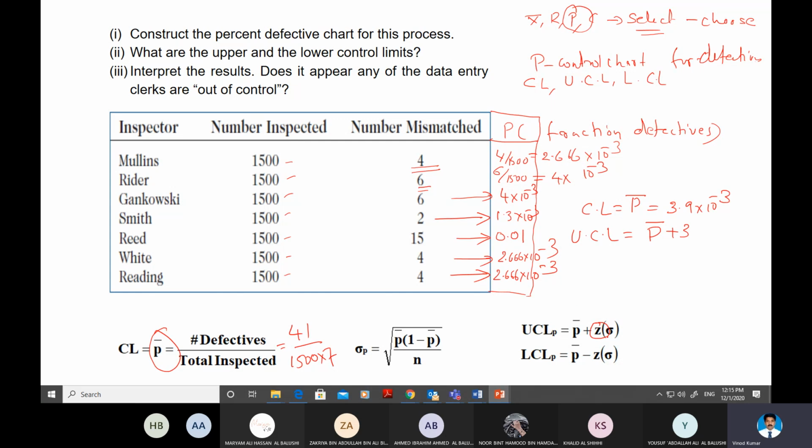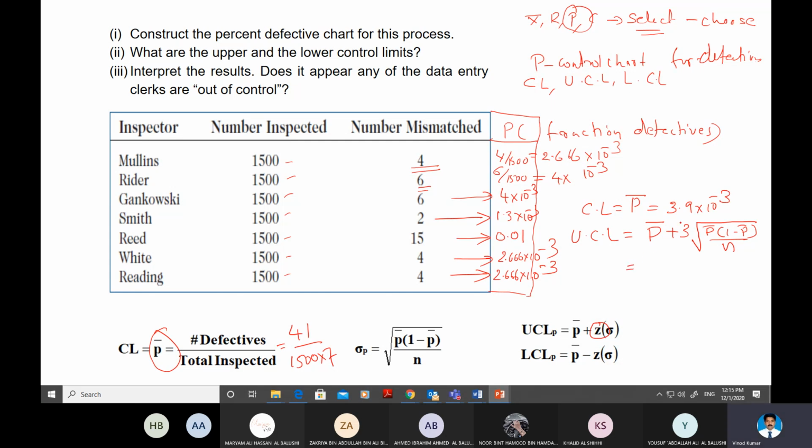Sigma must be given somewhere in the question. It is not given, so the equation for sigma is used. We will write it directly here instead of sigma. What is sigma? Square root of P bar times 1 minus P bar, divided by n. Is that clear? Upper control limit.